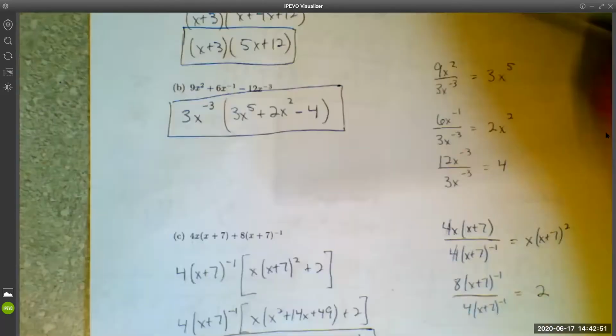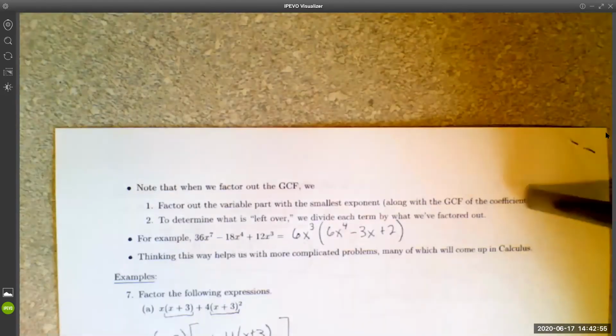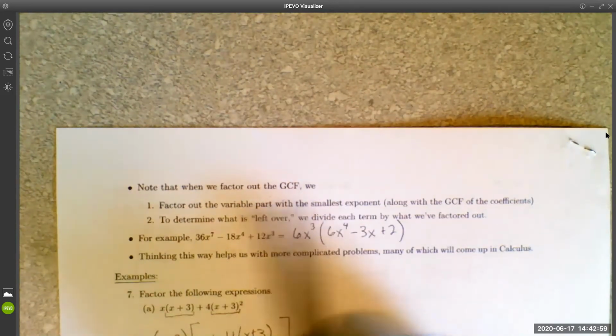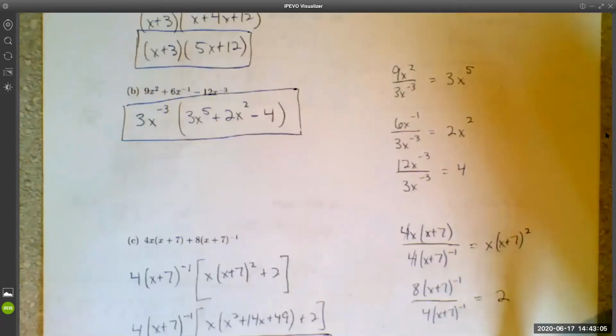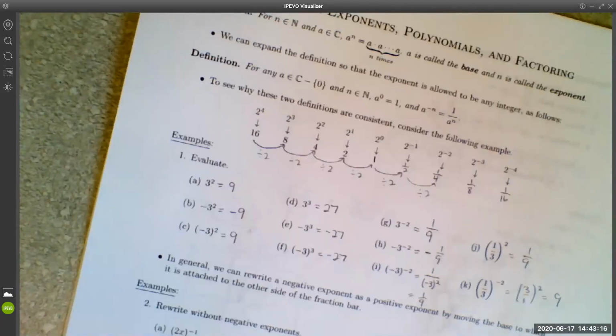So these kinds of things can be a little bit complicated as well, but again, if you just follow these two suggestions, first of all, factor out the variable part with the smallest exponent, and second of all, determine what's left over by dividing each term by what you factored out, just like we did here, then you can't go wrong, right? You can't go wrong. You'll end up at the right place. Okay, so that will do it for 2.2. Another long section, kind of.